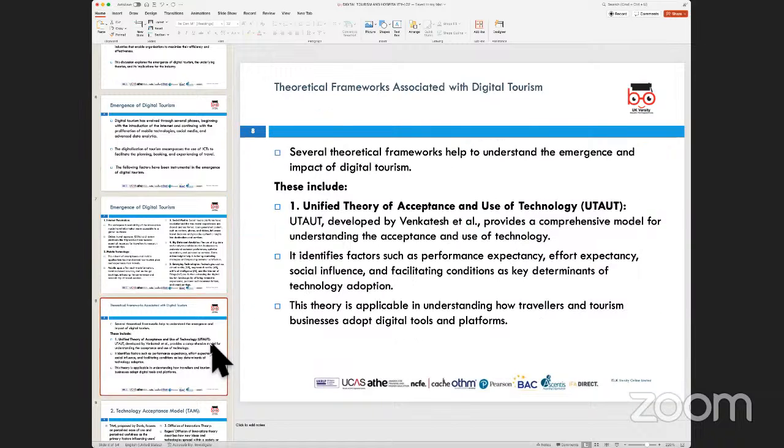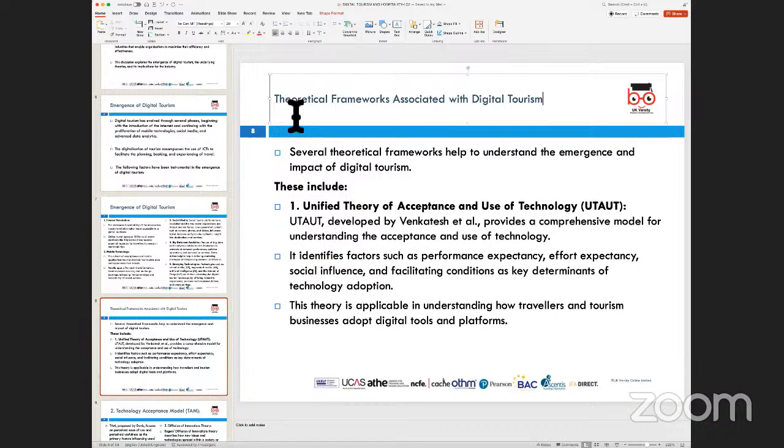Now, the other bit that we want to understand very briefly is what the theoretical frameworks, if any, are which could be associated with digital tourism. This particular theory, the unified theory of acceptance and use of technology, which is UTAUT, is basically an acceptance model which has been put forward by Venkatesh and team. And over the years this model has become quite widely accepted that technology and the use of technology is helping us to provide better services to our customers.